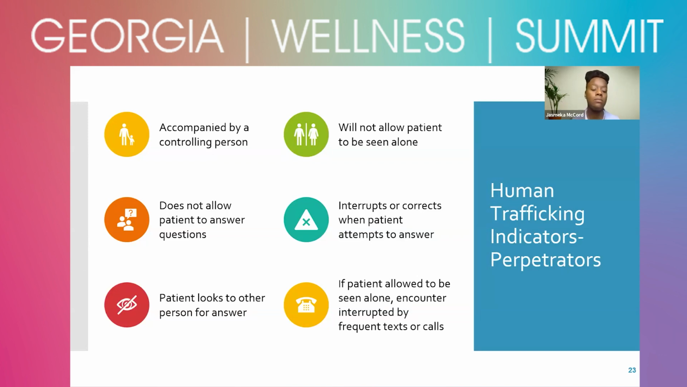They may not want them to answer a certain question. They may interrupt the patient when they're telling their portion of the story or talking about what may be wrong, or correct a person when they're attempting to answer. The patient or the victim of trafficking, you may see their eyes looking towards the perpetrator whenever the clinician is asking them a question so that they give the appropriate answer. If the perpetrator is frequently interrupted by calls or texts, then these are things that you might want to consider, that this may be a perpetrator in the room.